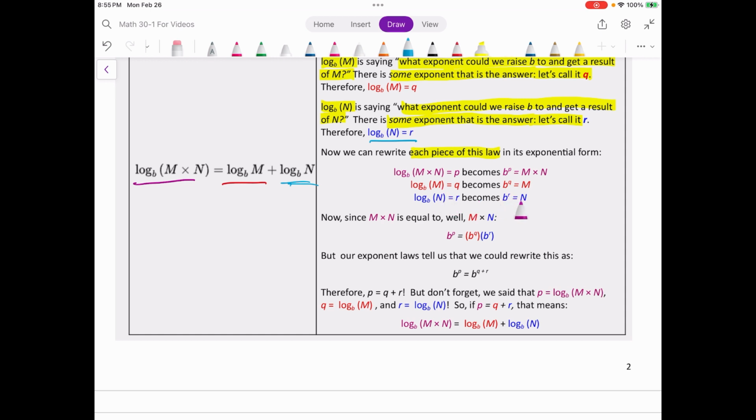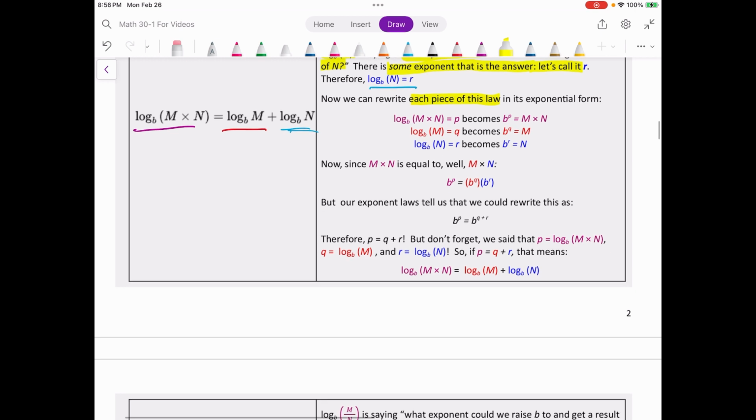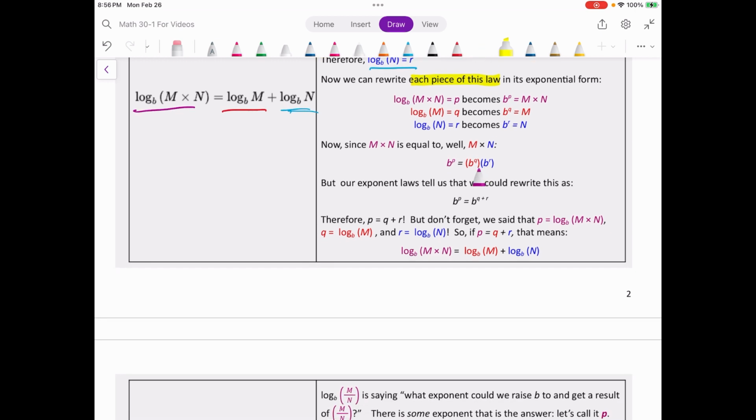Now, since m times n is equal to m times n, we could say that m times n is b to the p. So b to the p must equal m, which is b to the q, times n, which is b to the r. But our exponent laws, and really these log laws come from the exponent laws in many ways, because logs and exponents are closely related. What does that tell us we could do here? We could rewrite this as b to the power of p equals, we're multiplying these two together, so b to the power of q plus r.